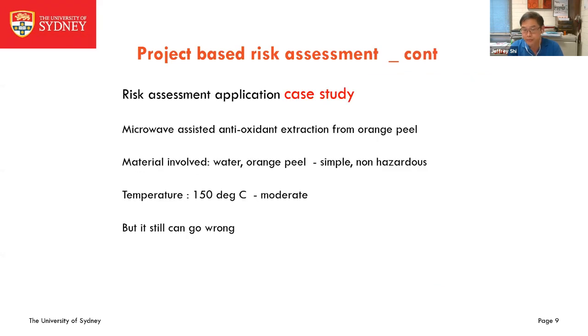Let's do a quick case study for risk-based assessment. A microbe assessed antioxidant extraction from orange peel. What type of material was involved? Pure water, orange peel, very simple and non-hazardous. The operation temperature is moderate, 150 degrees, but it can still go wrong.